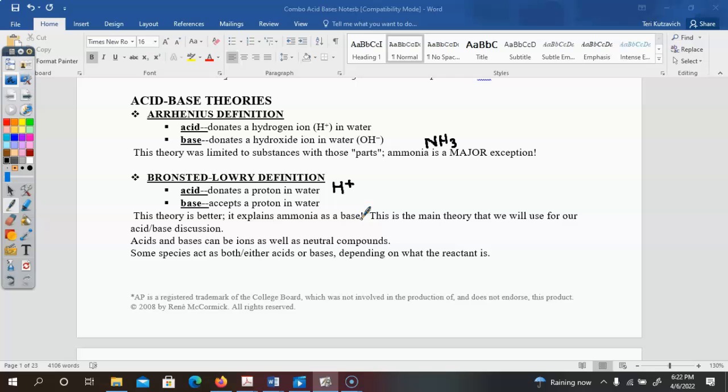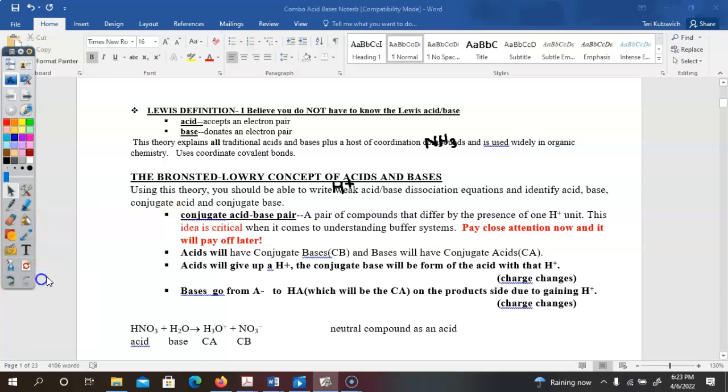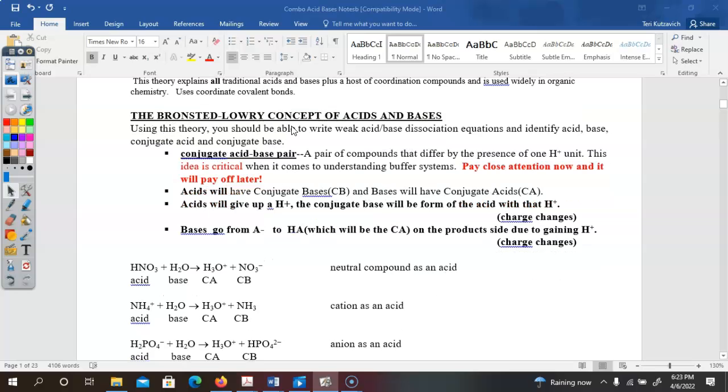So now if we look at some equations, we can tell what's the acid, what's the base. Some species act as both acids or bases, depending on what they're reacting with. Acids and bases can be ions, and they can be neutral compounds. Let's mosey on to the next page. Lewis definition, I do not think you need to know that. It's just saying that the acid accepts an electron pair, the base donates one. All right, we're going to rely on the Bronsted-Lowry concept.